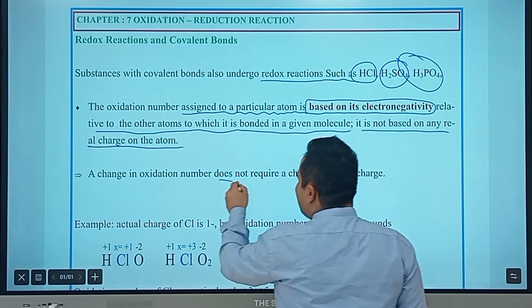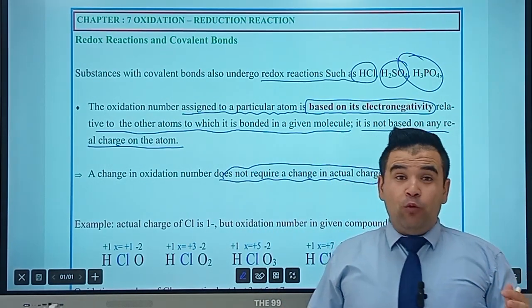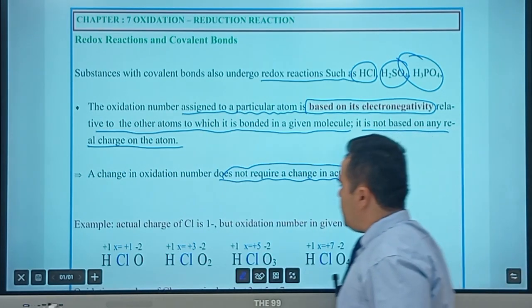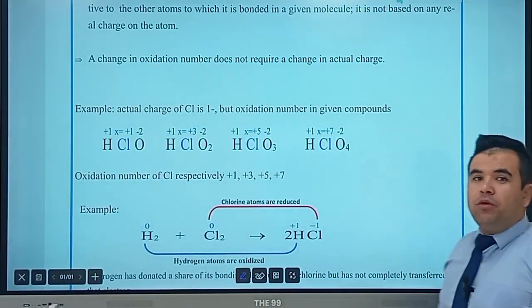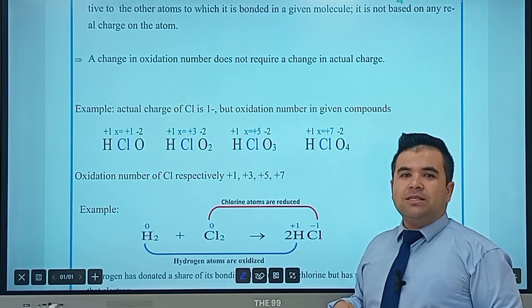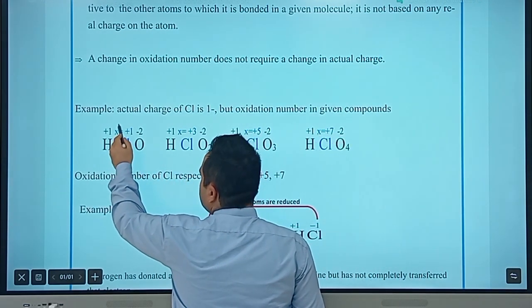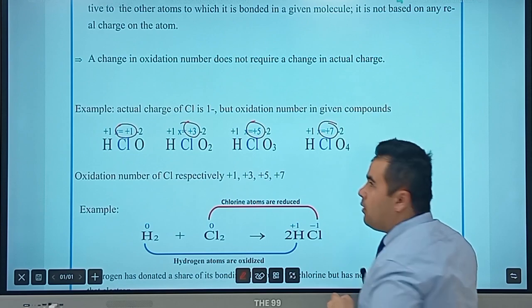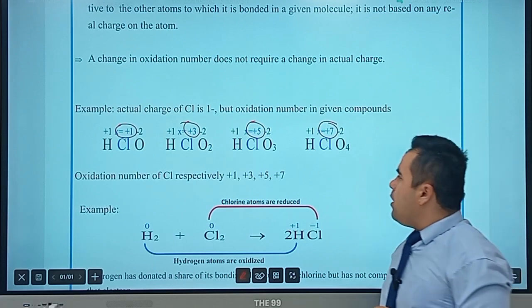A change in oxidation number does not require a change in actual charge, guys. We are not restricted to saying that the charge must always change to change the oxidation number. Have a look at the examples. The actual charge of chlorine is -1, but in different compounds, within these acids, it changes the oxidation state or oxidation number. For example, the oxidation number of chlorine is +1, becomes +3, +5, +7. The oxidation number changes, but how about the actual charge? It stays unchanged, -1.